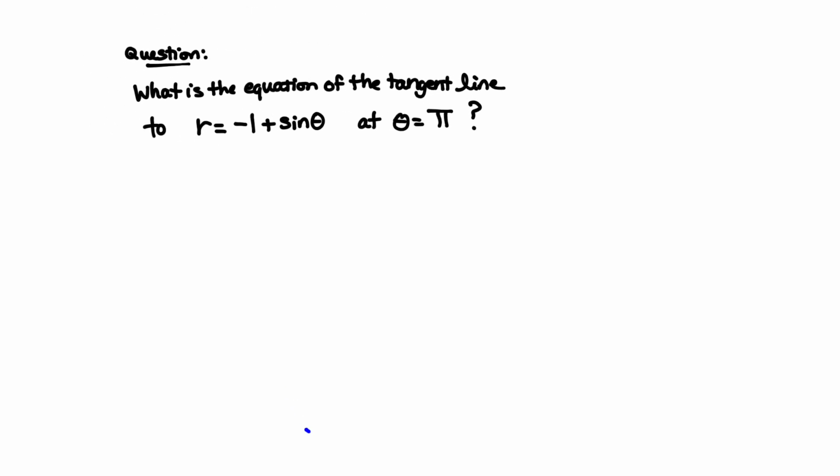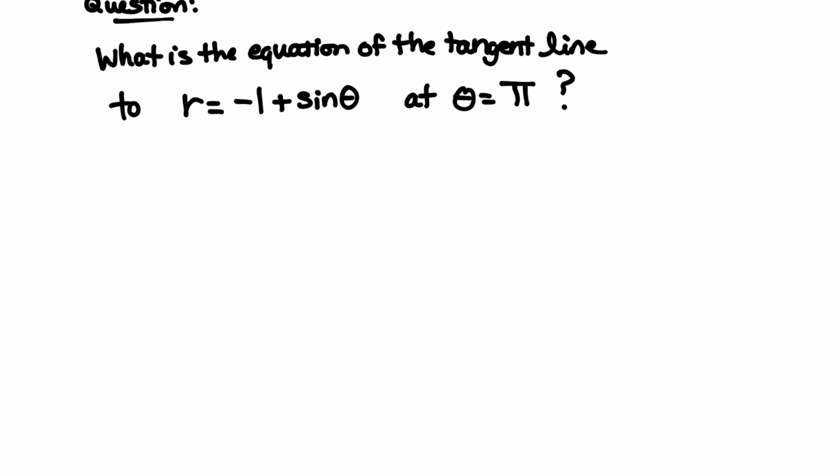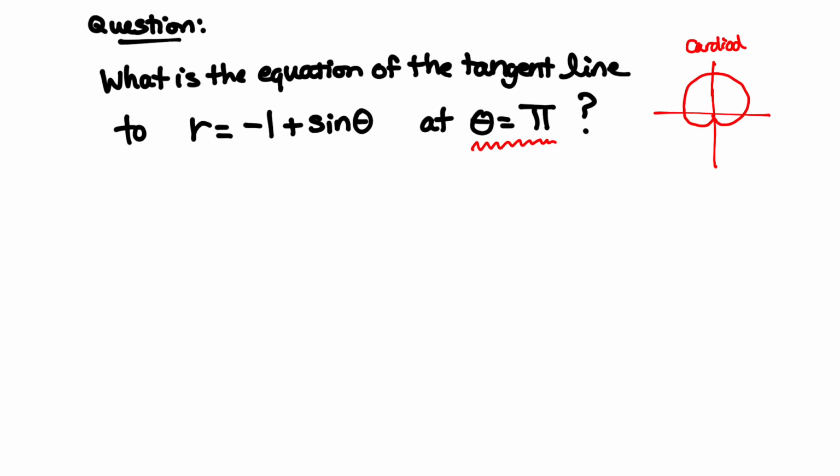And we are going to take this cardioid, and I want to know what is the equation of the tangent line to this curve, r equals -1 plus sine of theta, at theta equals pi. So we got a cardioid. We know what it looks like, and we are looking for the equation of the tangent line at theta equals pi. We are ready to put some calculus to our polar curve exploration.